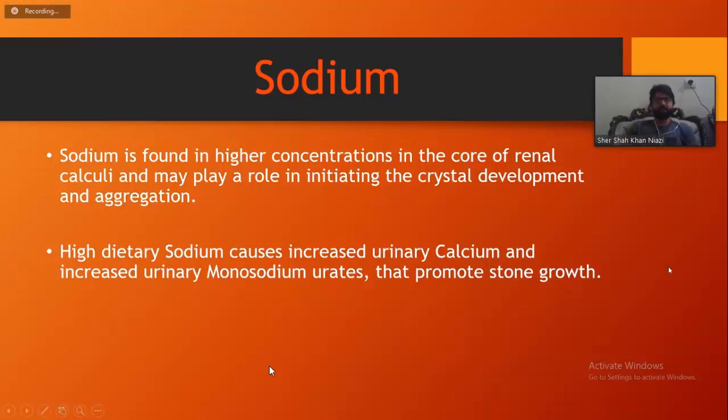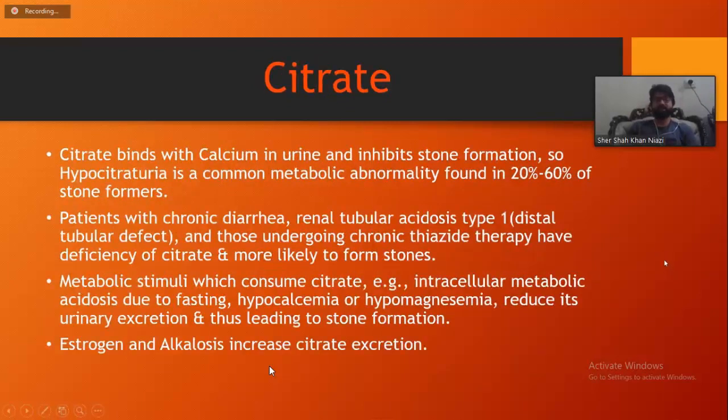Citrate is a good inhibitor, and the presence of citrate inside the urine decreases the incidence of stone formation. It binds with calcium inside the urine. So hypocitraturia is a common metabolic abnormality found in 20 to 60% of stone formers. Patients with chronic diarrhea, renal tubular acidosis, and those undergoing chronic thiazide therapy have a deficiency of citrate and are more likely to form stones.